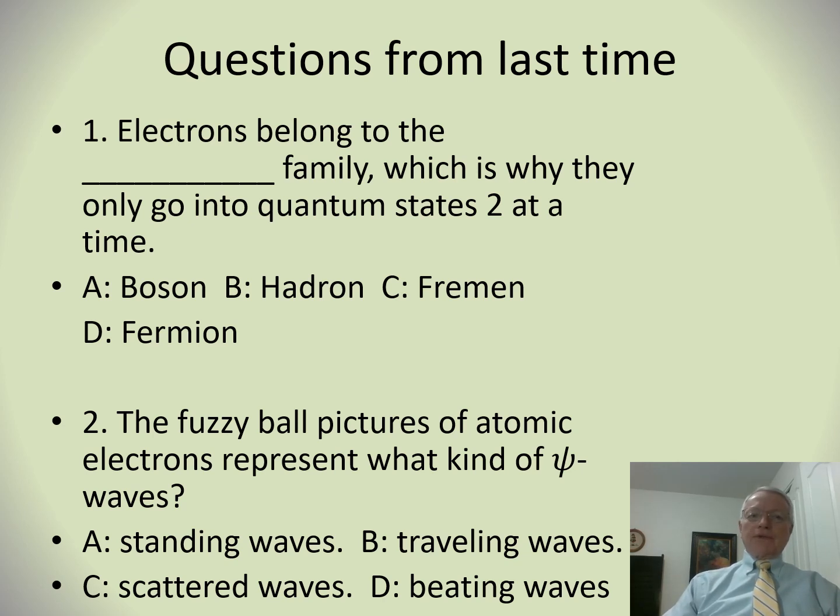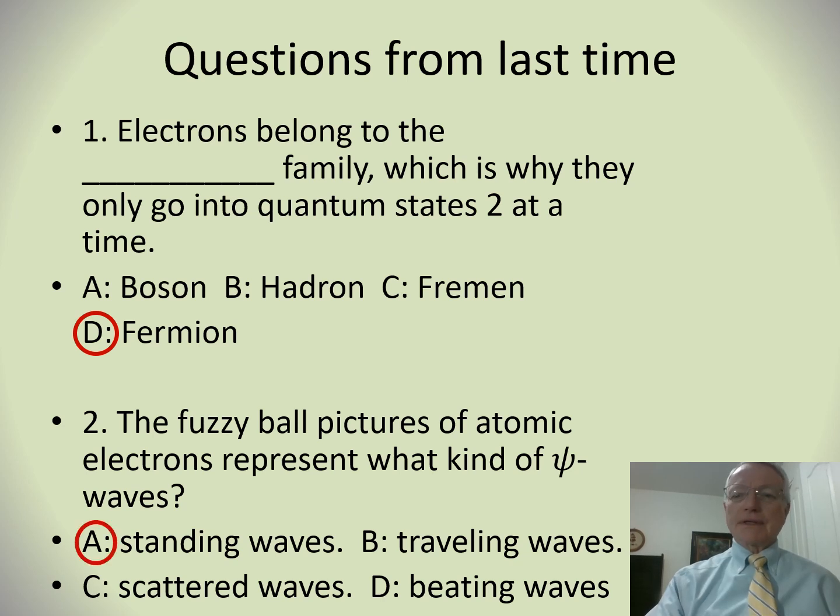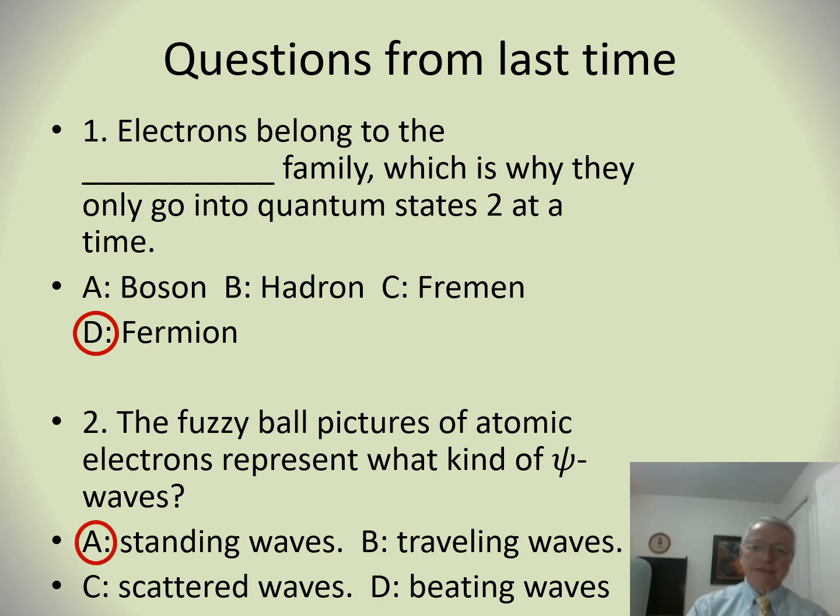Electrons belong to the what family, which is why they only go into quantum states two at a time? So think about that. Answer is they're fermions. We'll discuss a little more today what that actually means. The fuzzy ball pictures of atomic electrons represent what kind of psi waves? Standing waves. That's right. I'm going to shift this camera here.